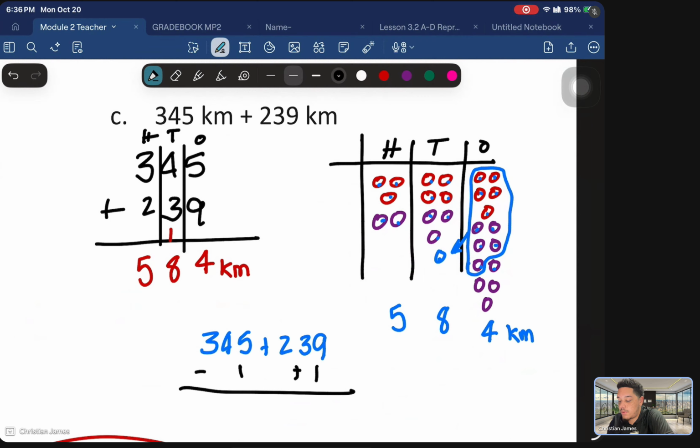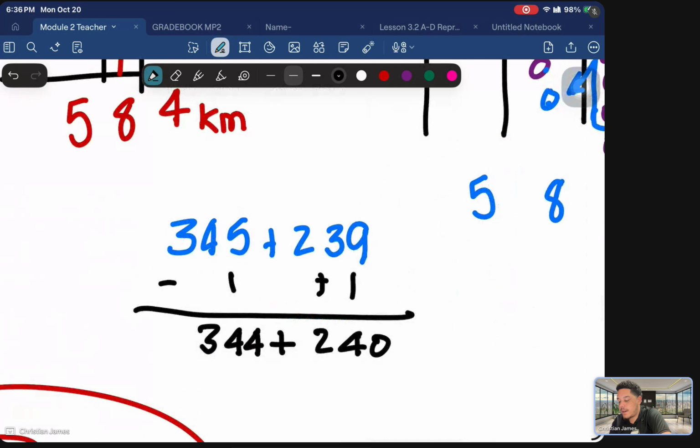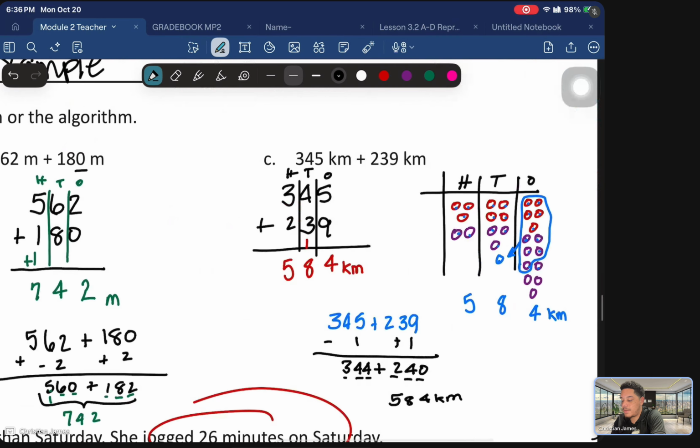Okay, so 239 is 240. Okay, and 345 minus 1 is 344. Now we're going to add these two. Okay, so looking here, I know that 4 plus 0 is 4. I know that 4 plus 4 is 8. I know that 3 plus 2 makes 5. So again, we get our same answer of 584 kilometers.